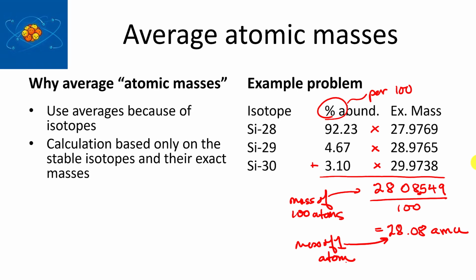Okay, so there's the result. I just multiplied these all together, added them up, and just to check, this number needs to be between the numbers that make it up, because it's the average. But again, percent means per 100, so this is the mass of 100, so I divide by 100, and this is the average mass, I should say. Average mass of one atom.